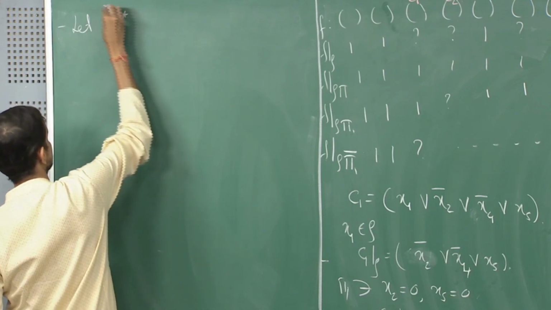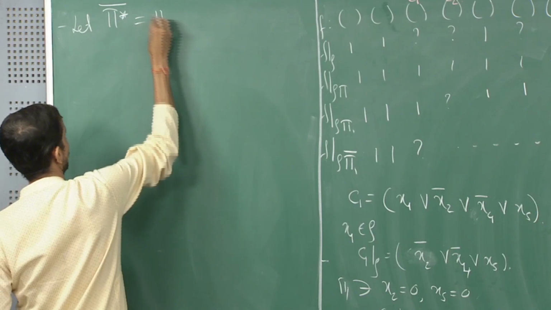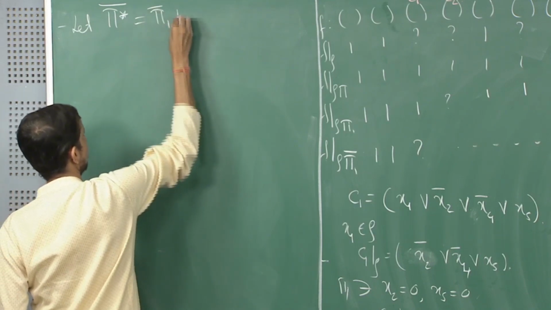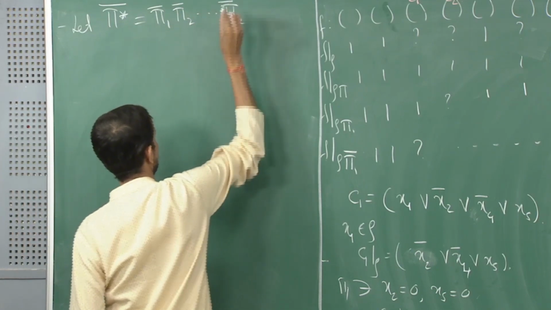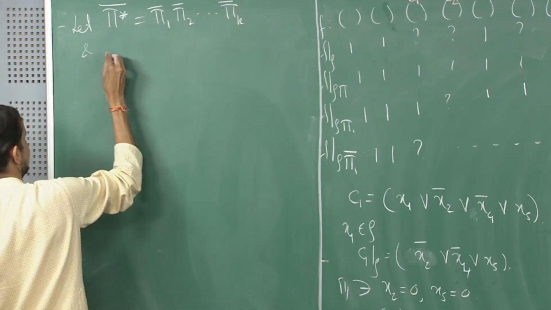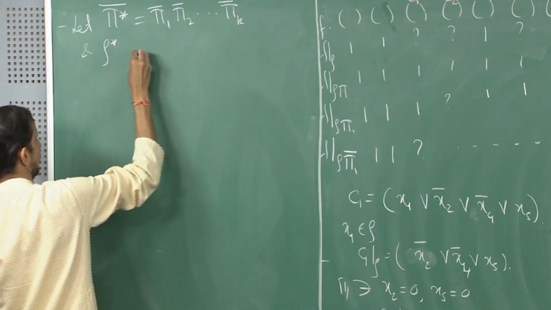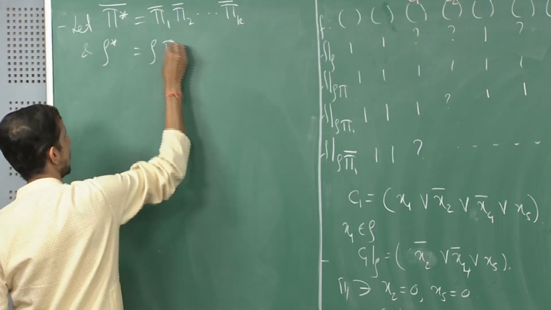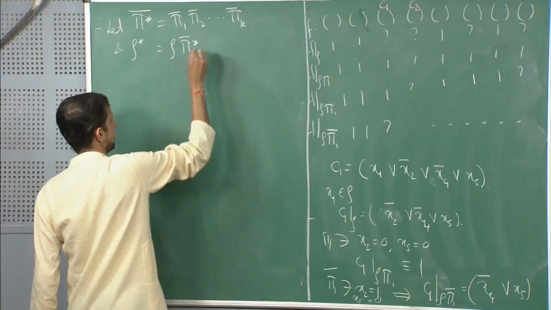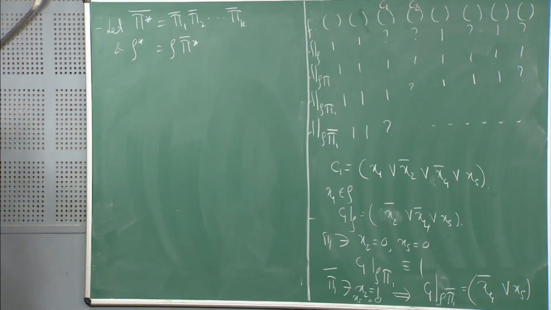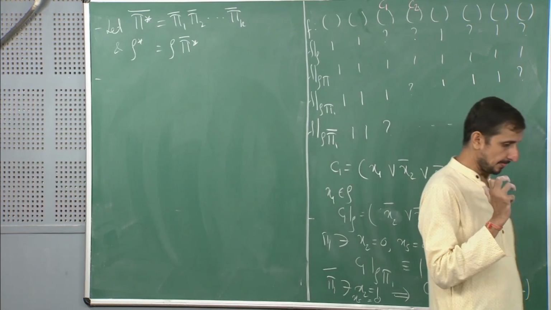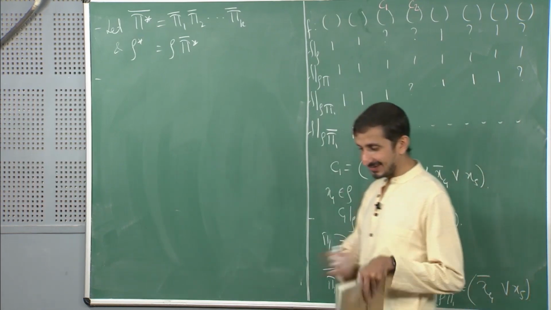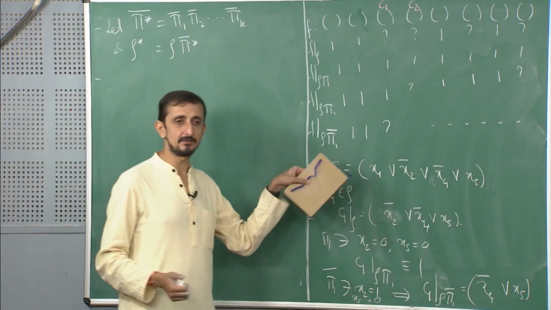pi star bar be equal to pi 1 bar, pi 2 bar, up to pi k bar, and rho star is equal to rho pi star bar. Okay. We will also define two strings. So remember that what I said is that firstly, we will be identifying these clauses. So we saw how we can identify C1.